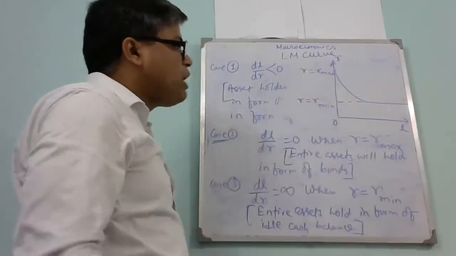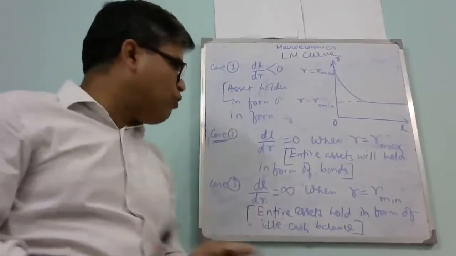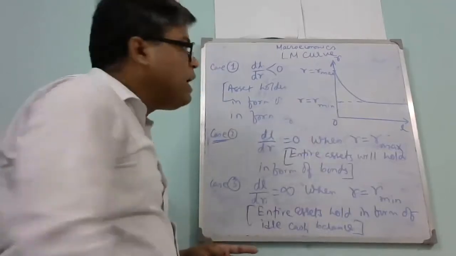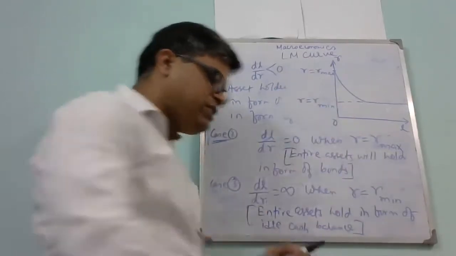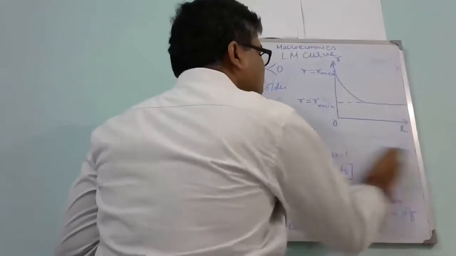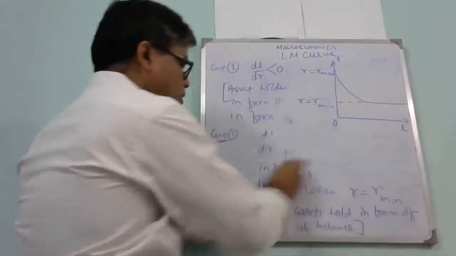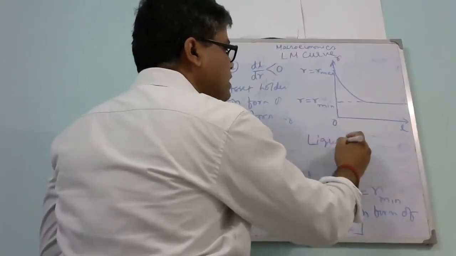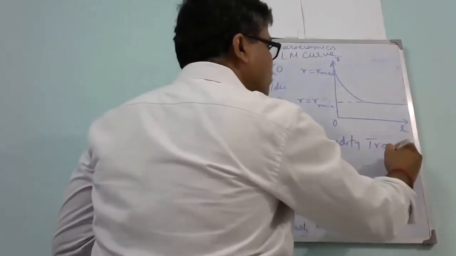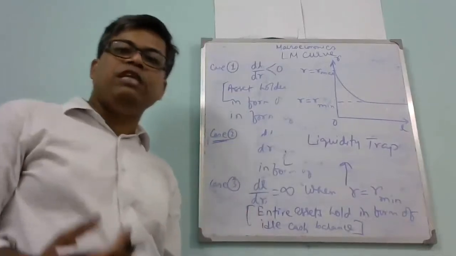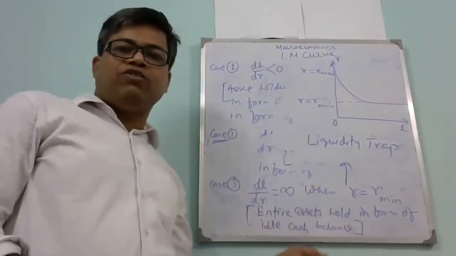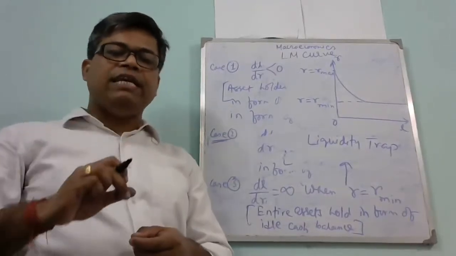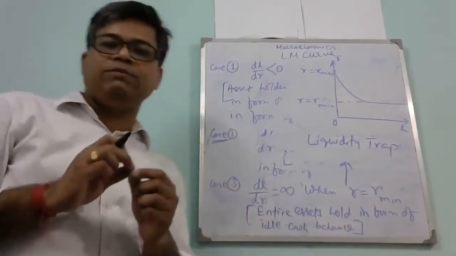At R equal to R min, what happens? The entire asset will be held in the form of idle cash balances. R will not fall further. This situation is also called the liquidity trap. It's a very, very important part: the third situation is also called the liquidity trap. The question may come: explain the liquidity trap. What is the liquidity trap? Then you need to explain case number 3, that when the rate of interest is minimum, the entire asset will be held in the form of idle cash balances.